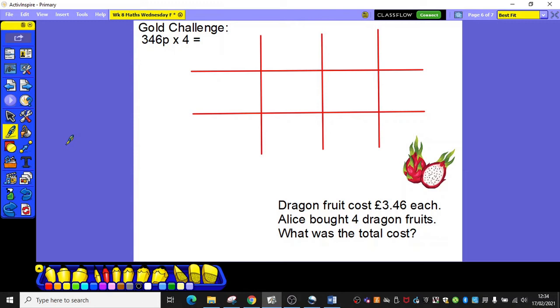So looking at this problem, I can see that I'm multiplying because I've got £3.46, and I'm going to be multiplying that 4 times. So let's put that into my grid up here. So we're going to be multiplying by 4. Now, it can be a bit tricky trying to multiply pounds and pence. Far easier if I just convert it to pence. Then I'm just dealing with 346. So I can partition that into 340 and 6.